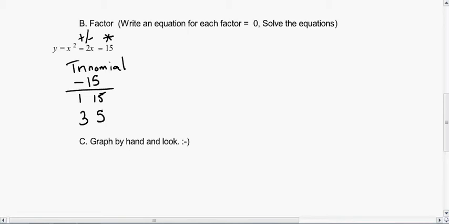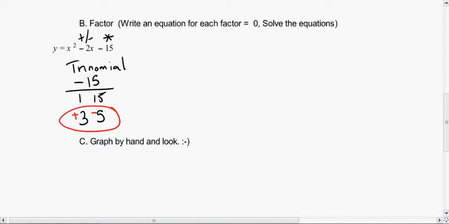And because it's a negative 15, one of those factors needs to be positive and one has to be negative. It looks like I'm going to use the 3 and the 5 because I want them to add or subtract to be a negative 2. And if I want them to be a negative 2, my 5 has to be negative and my 3 has to be positive. So 3 times negative 5 equals negative 15 when I multiply. Positive 3 plus a negative 5 equals negative 2 when I add.